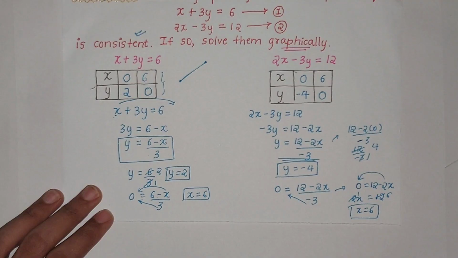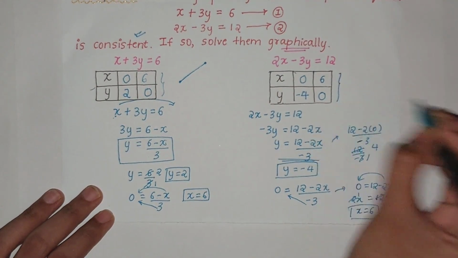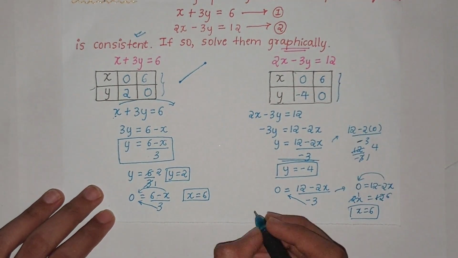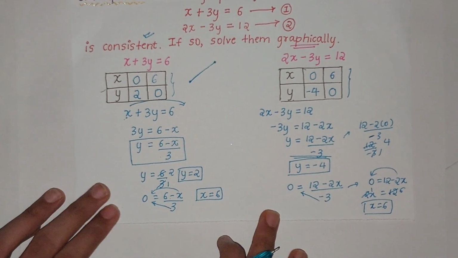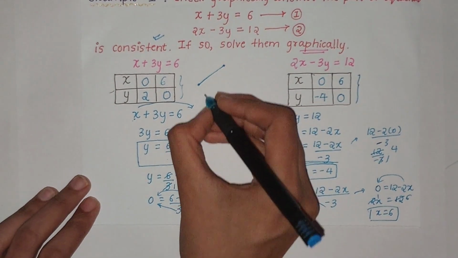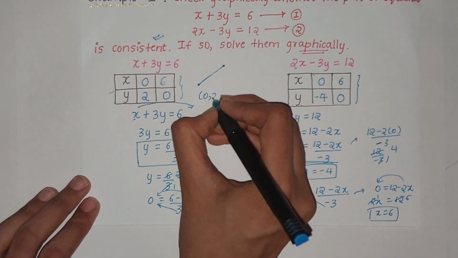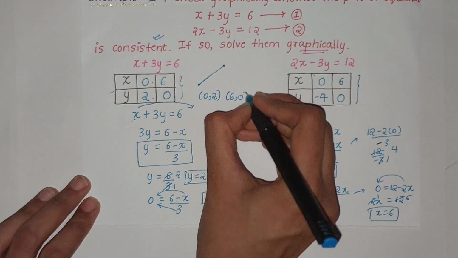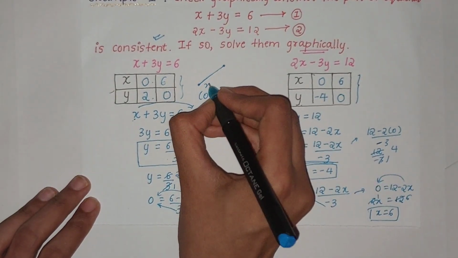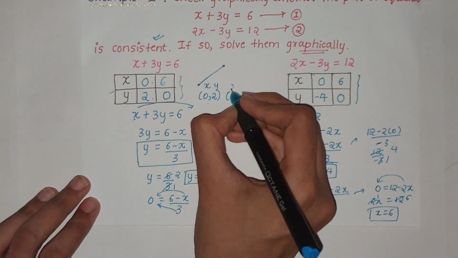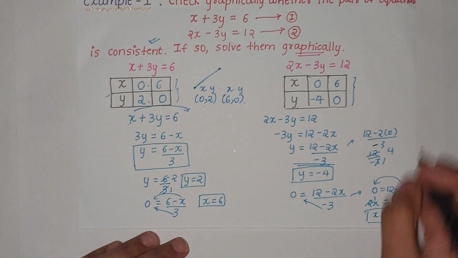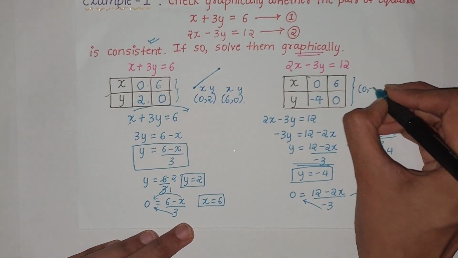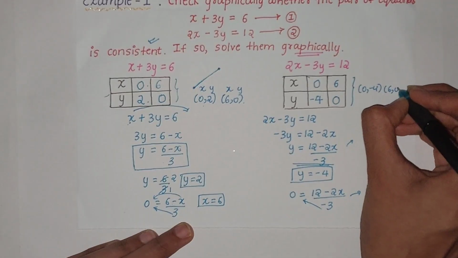So what are my coordinates? First of all, for this equation, the coordinates are (0, 2) and (6, 0). This is the rule: first you should write the x coordinate and then y. First x and then y. Here also, (0, −4) and (6, 0).